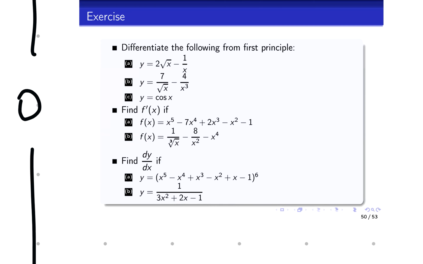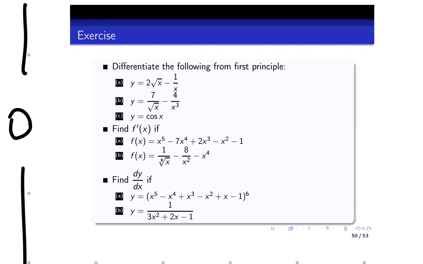Differentiate the following from first principle. From what we have done so far, you can actually take care of A, B, C. You can do A, B, C from here, and then we'll come back later. So the first set of questions you can do from first principle. You can say I have y equals cos x there, and if you do that properly, you should get minus sine x.